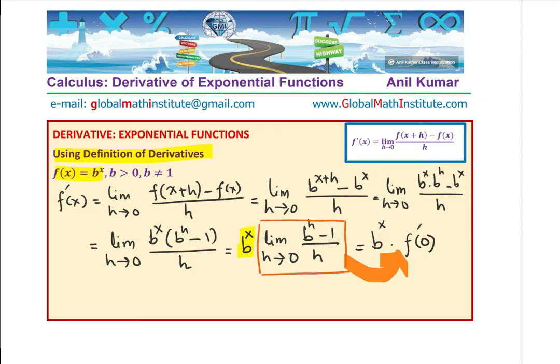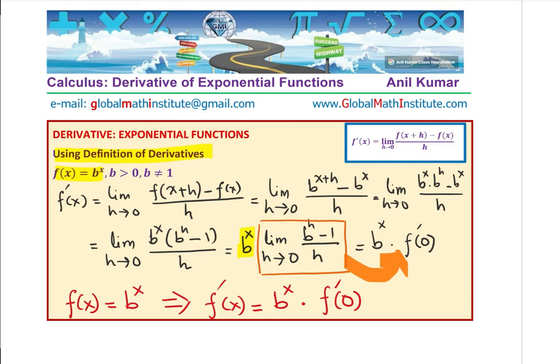We have got the derivative, right? So we have the answer right there. We can say that if f of x is equal to b to the power of x, that means the derivative of this particular function is basically b to the power of x. It means the value of the function at x, right? Times one constant. And this constant is the slope of the tangent at the y-intercept, where x is 0. You get the idea.